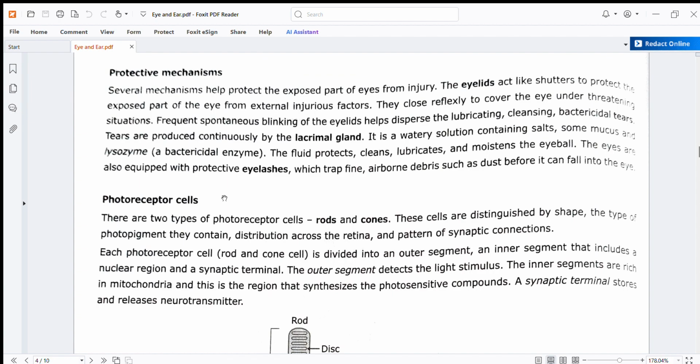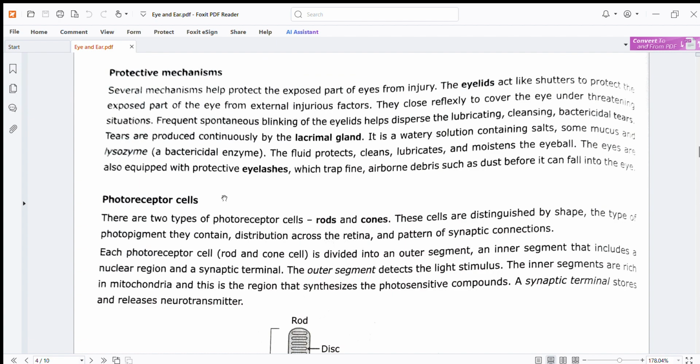Tears are produced continuously by the lacrimal gland. It is a watery solution containing salts, some mucus and lysozymes, antibacterial enzymes. The fluid protects, cleans, lubricates and moistens the eyeballs. The eyes are also equipped with protective eyelashes which trap fine airborne debris such as dust before it can fall into the eye.